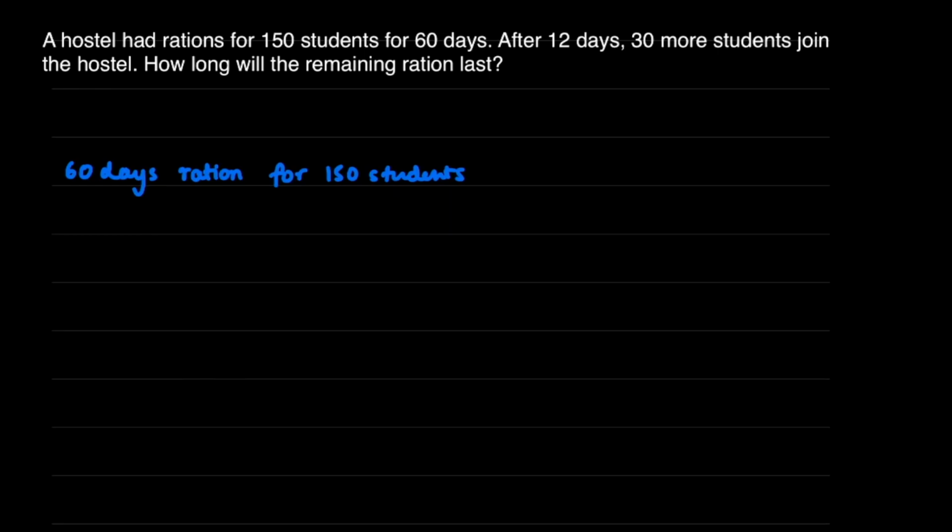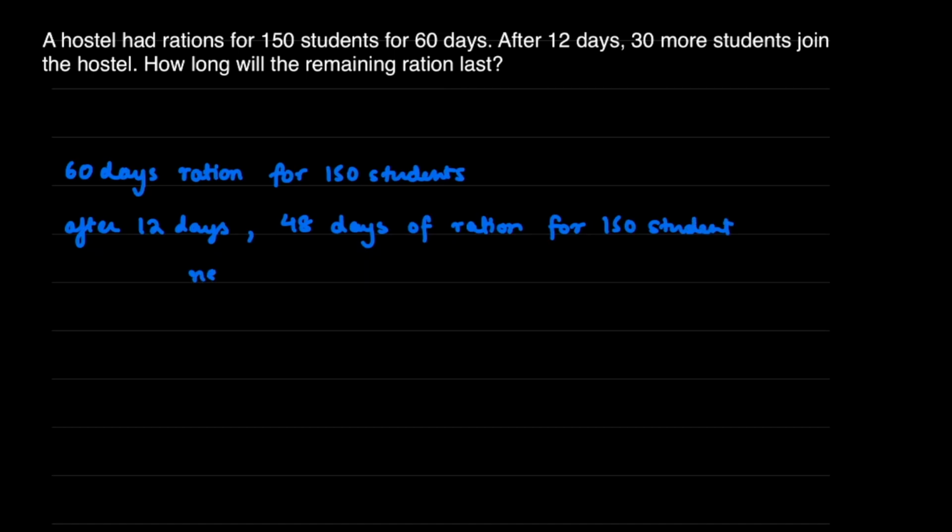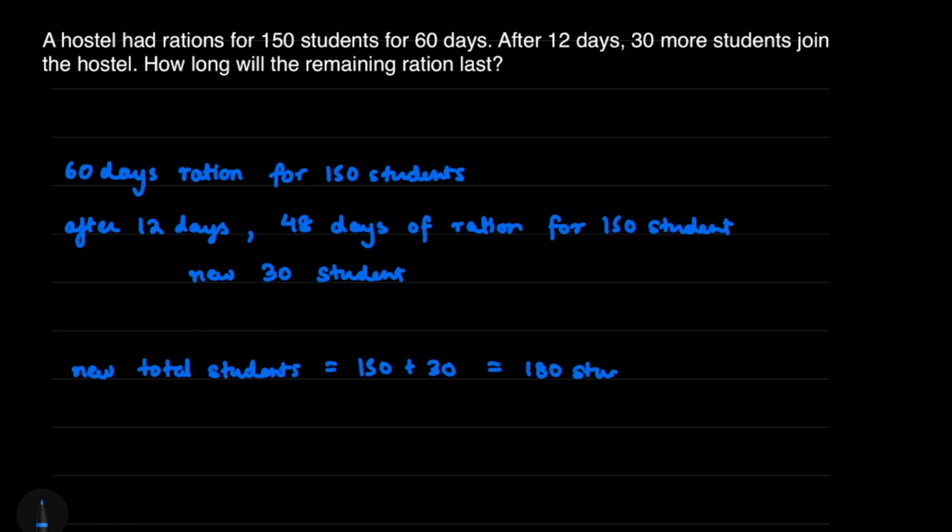So after 12 days, we have 48 days, that is 60 minus 12 days, 48 days of ration for 150 students. And in this, we have 30 new students. So our new number of students is 150 plus 30, and that is 180 students. And we need to find how many days of ration are left for 180 students.